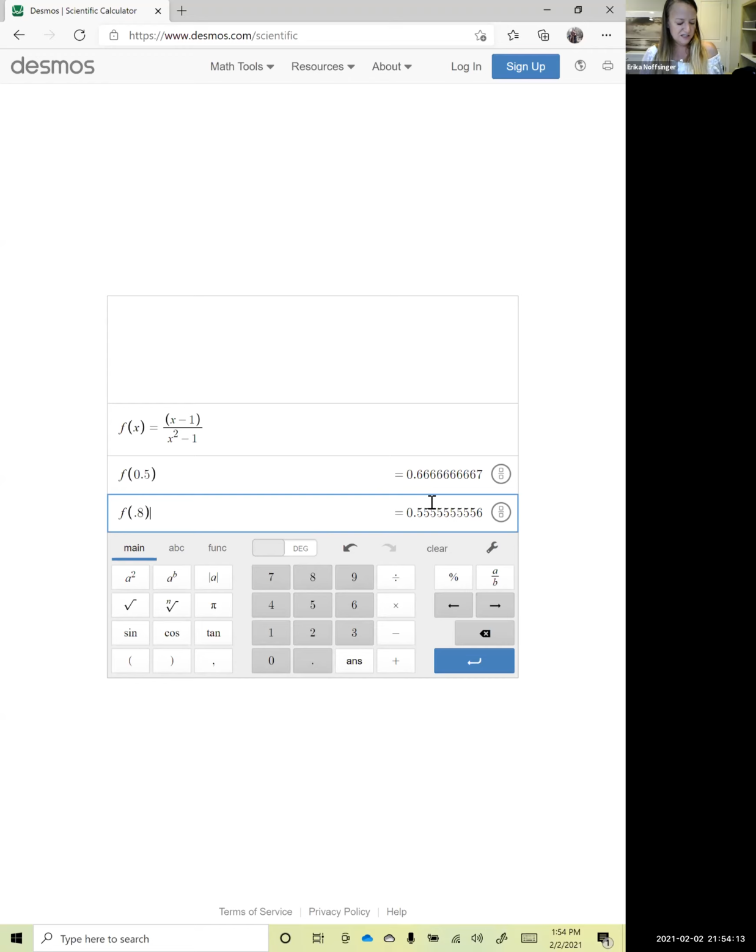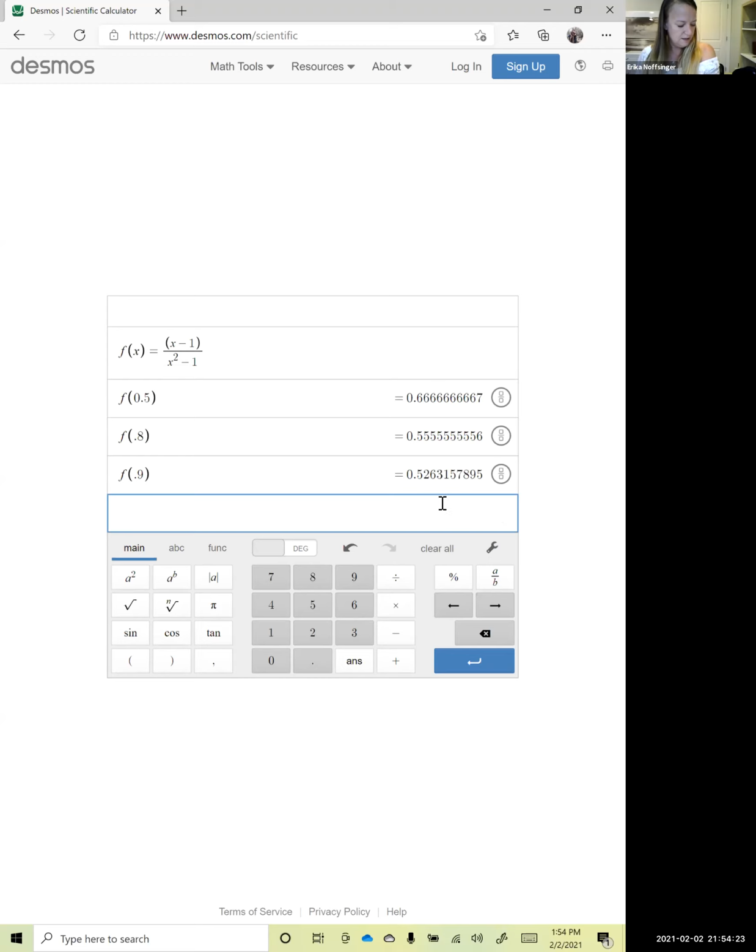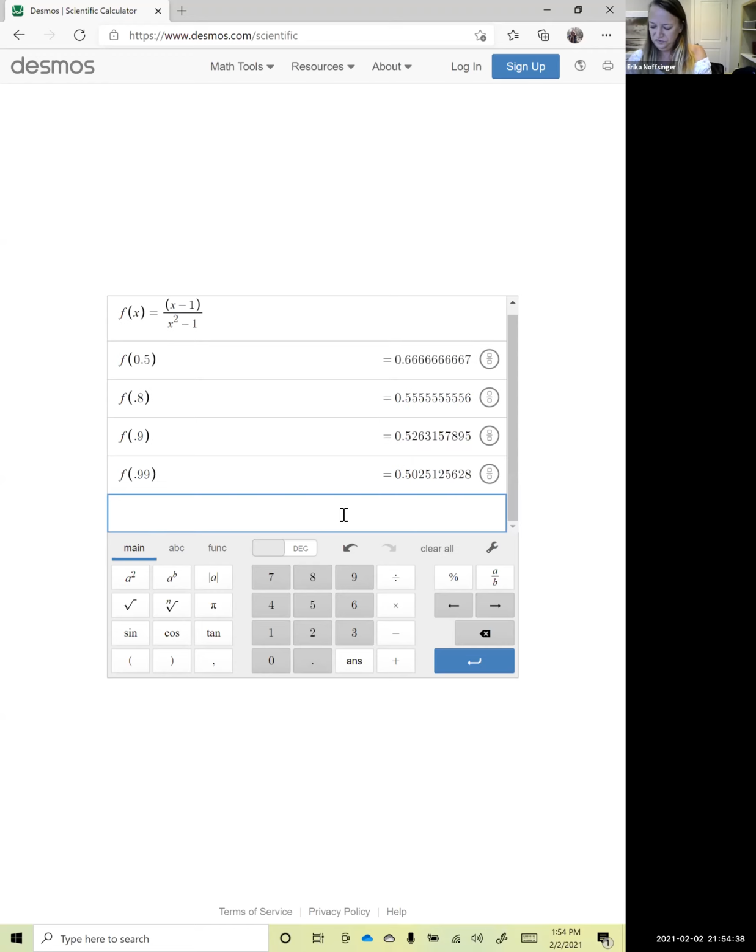Okay, there's a little difference here. This is 0.5555. So let's even get closer. So how about f of 0.9? Okay, so from a 0.55 to a 0.526, f of 0.99. So 0.50. So you want to keep doing this until you start getting things that look almost exactly the same. So 3 9s, look at, I have 0.50 on both of those.